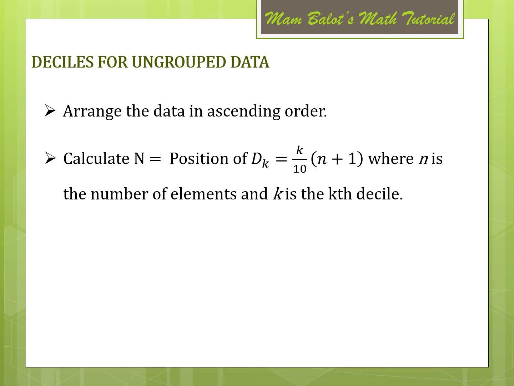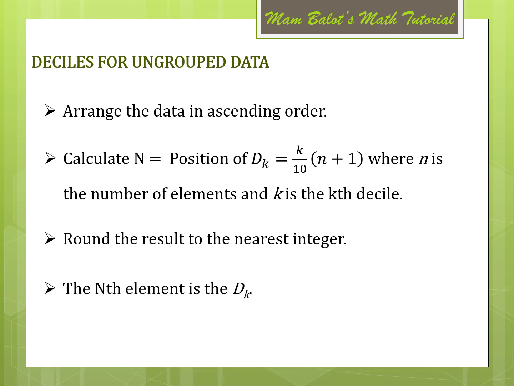In quartile, since we divide the distribution into 4 equal parts, that is why our denominator is 4. But in decile, since we divide the distribution into 10 equal parts, that is why our denominator here is 10. It is the same that n is the number of elements and k is the kth decile. After that, we need to round the result to the nearest integer, and then the nth element is the kth decile.